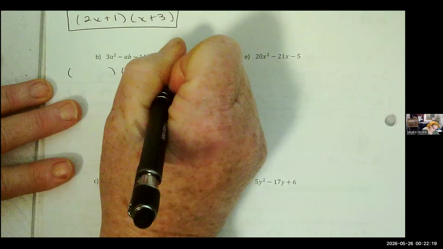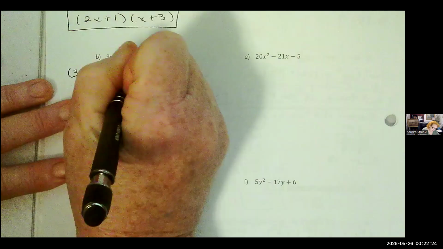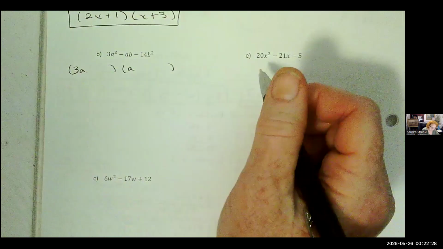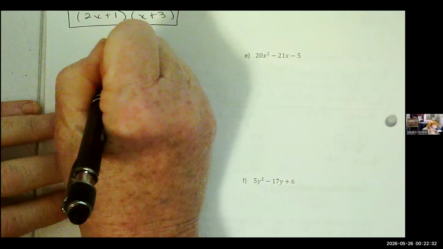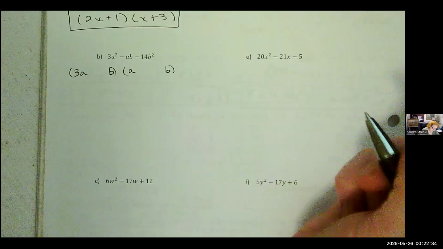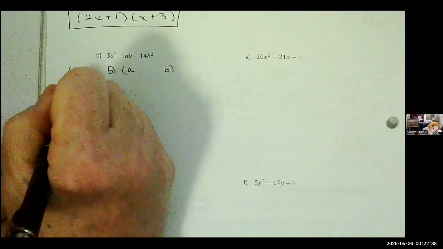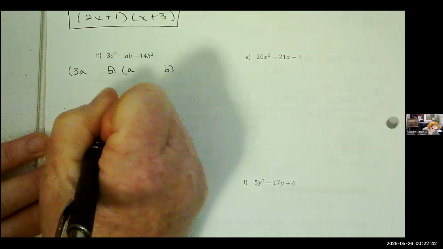My factors of 3 are only 3 and 1. So I'm going to put 3a and a. It's 3 times 1. My signs are going to be positive and negative in some format. I do have b I can put in here. So now I just need to find my factors of 14. And those are 1 times 14 and 2 times 7.